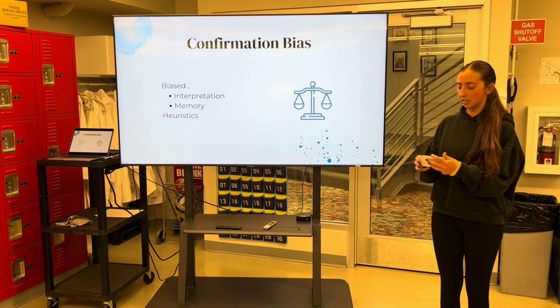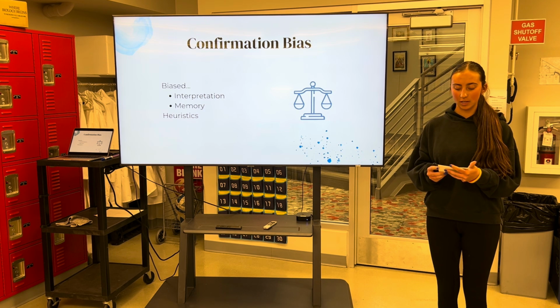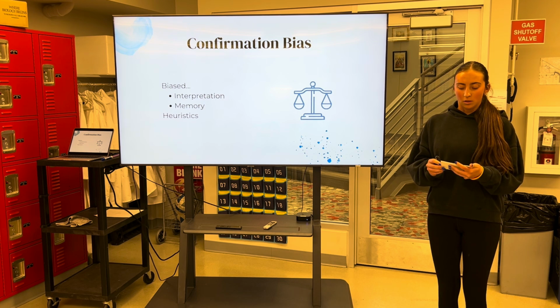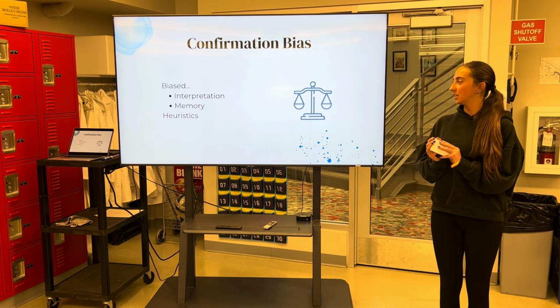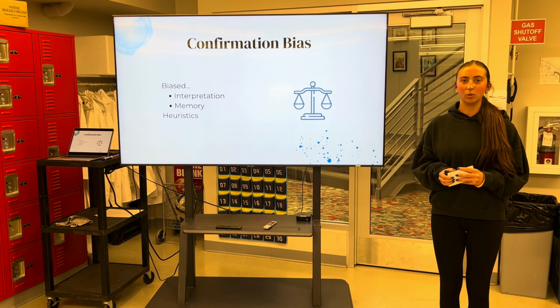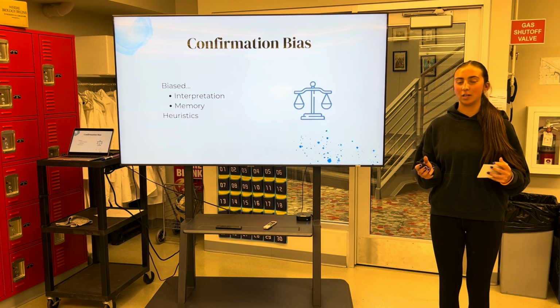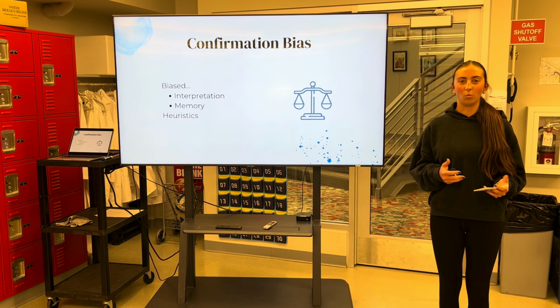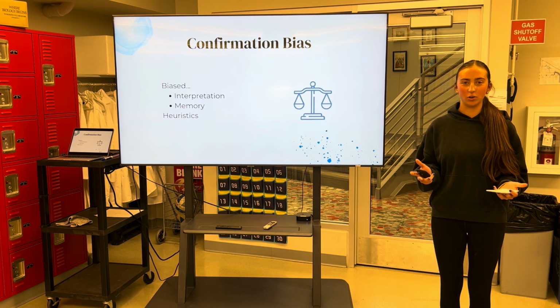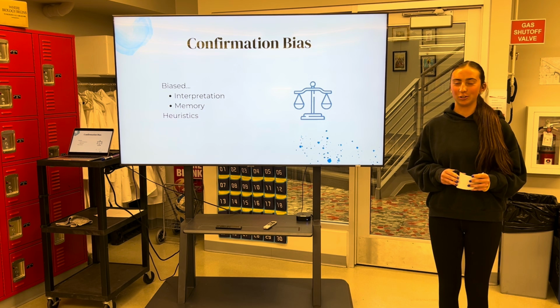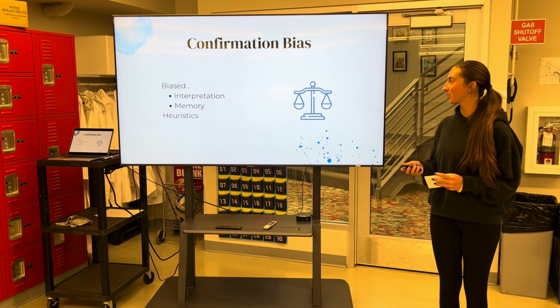Next is heuristics. Heuristics are mental shortcuts that help make decisions and solve problems. An example of heuristics is seeing a plane crash in the news and thinking that it's a common thing that happens all the time, even though you just saw one or two instances on the news. But in reality, there's tons of planes going out every day, and the chance of yours crashing is not high.